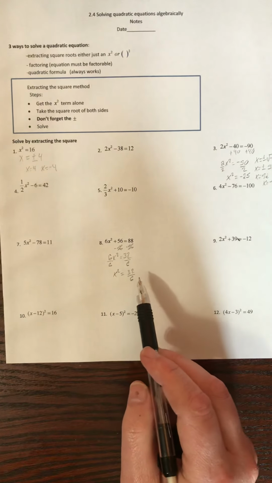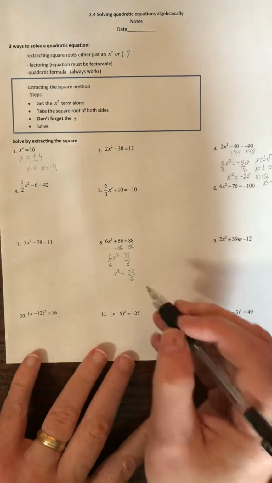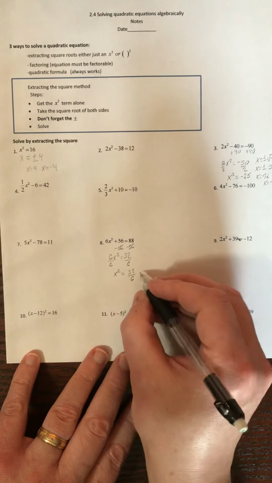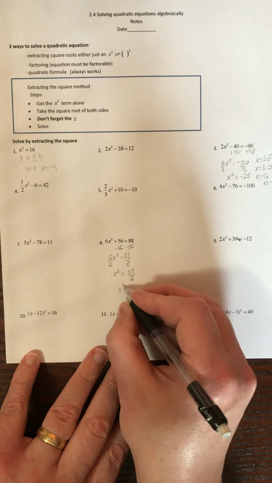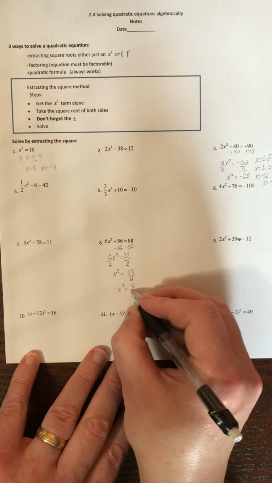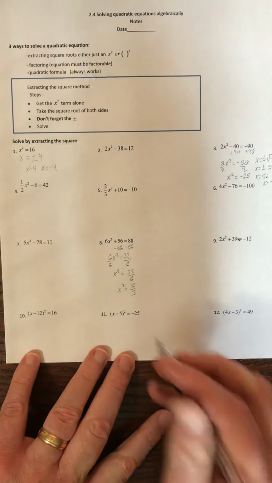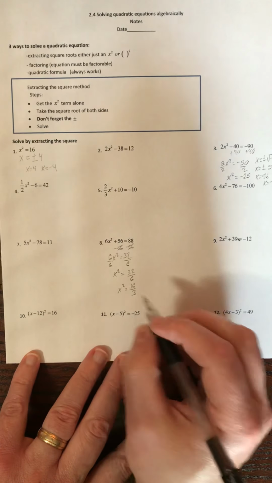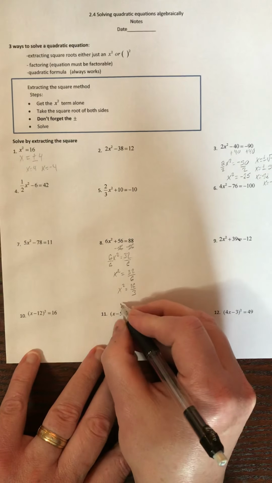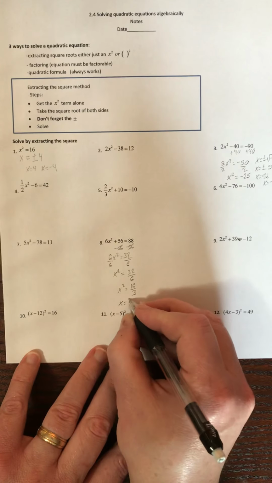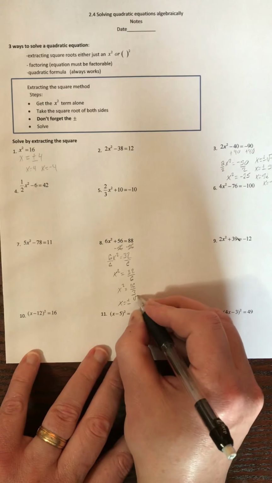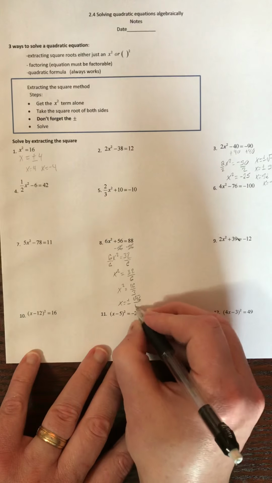Now let's simplify this. What goes into both 32 and 6? Okay, well, I can reduce that a little bit. x squared equals 16 over 3. Now, that's all I can do as far as that goes. So now let's go ahead and do our next step. Take the square root of both sides. So I get x equals plus or minus the square root of 16 over the square root of 3.